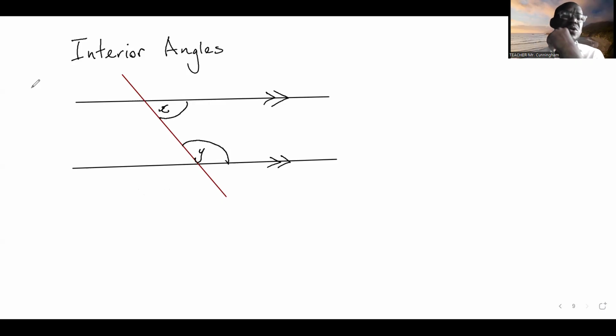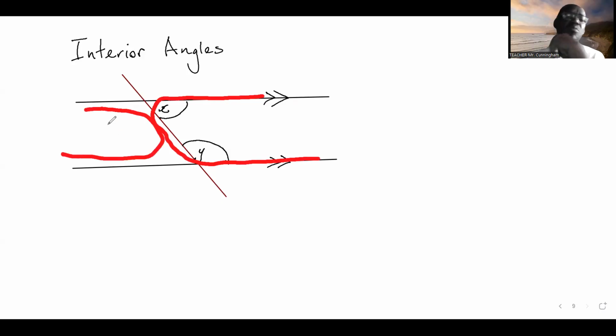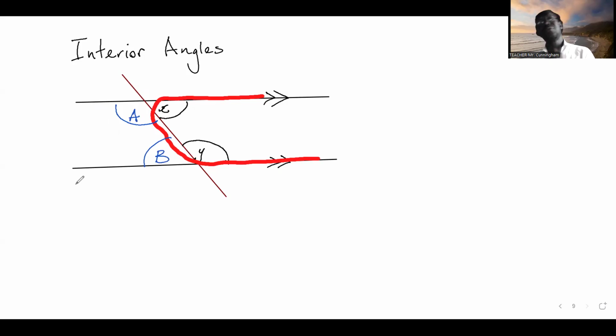Now, long ago, when I was teaching Form 1s, I would tell them this. Look at it as a C. It could be a C like that. It could be a back to front C, right? Because the angles can form on this side as well. Let's call this A and B.